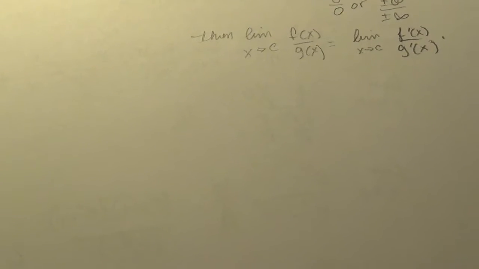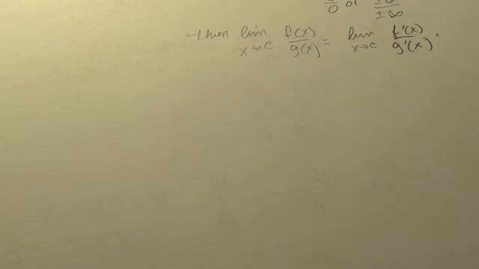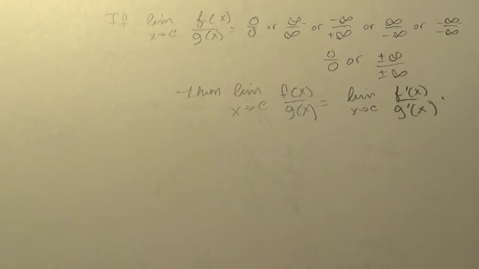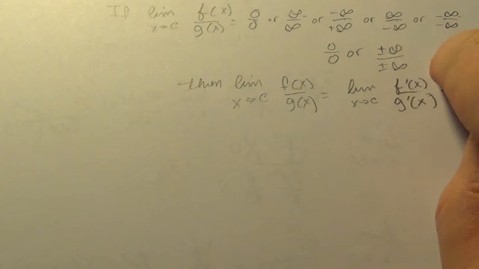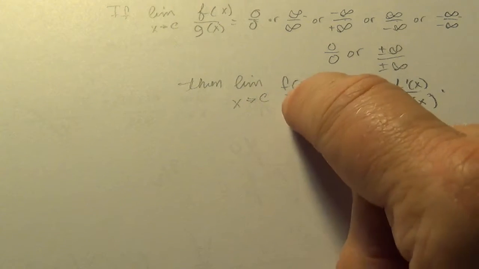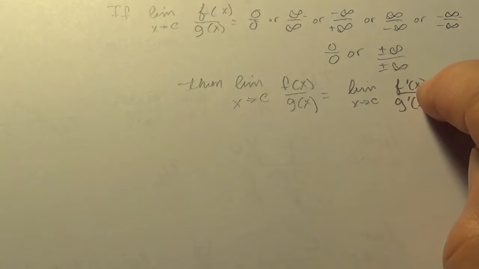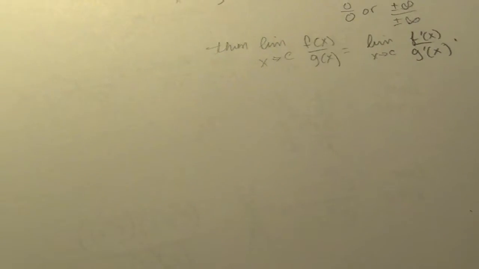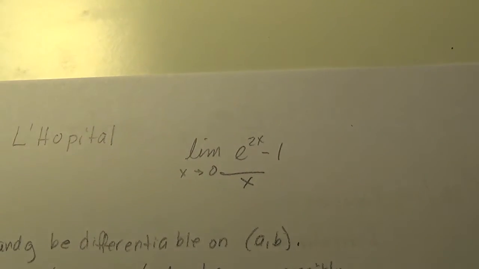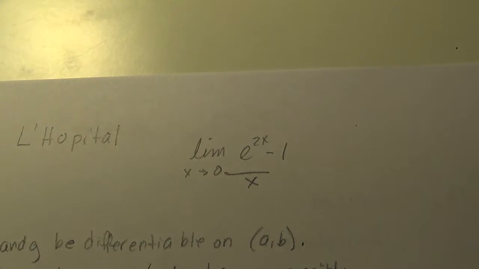Okay, on part 2 here, we just learned that if the limit as x approaches c of f of x over g of x equals one of these indeterminate forms, then the limit of this equals the limit of the derivative of f over derivative of g. Alright, so let's go back to this one that we had stumbled on previously.